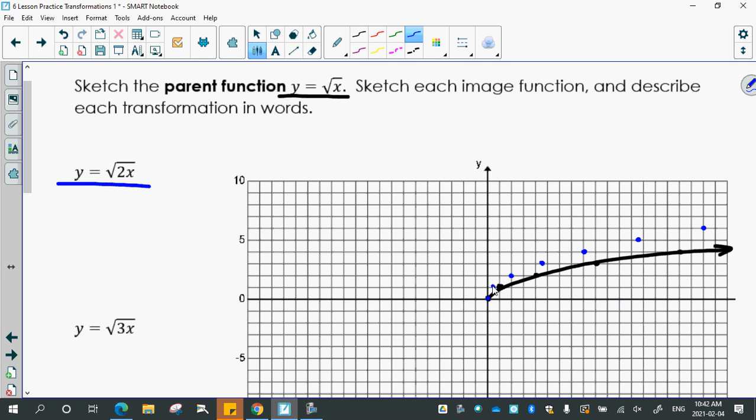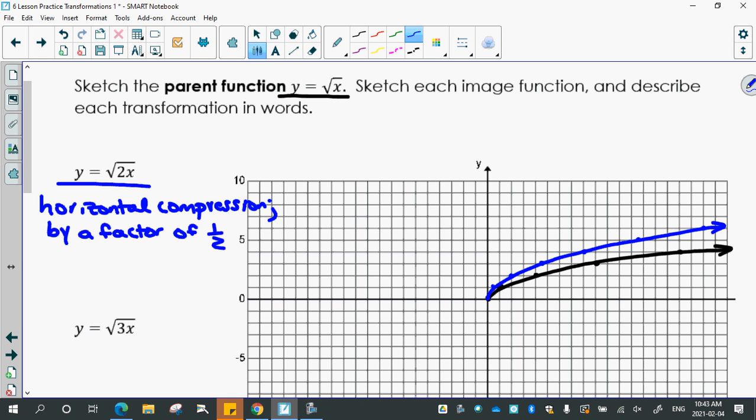So again, over 1/2 up 1, over 1.5 up 1, over 2.5 up 1, over 3.5 up 1. That's how we got our points. And then when we join it, it looks like that. Okay? This is called a horizontal compression by a factor of 1/2, because we halve the overs.